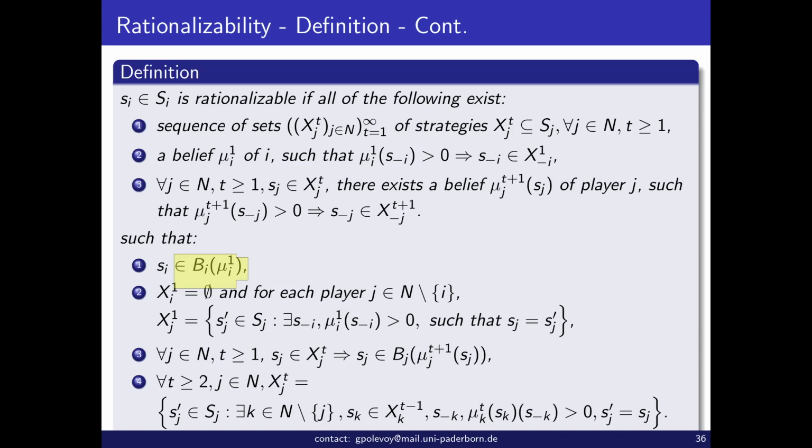Now x1I is empty, because the belief of I is over other players, but for any other j other than I, x1j is exactly those who are used in at least some profile of the other players, having a positive weight under mu1I. So those sj primes, who are used in some sj having a positive weight. So exactly those who are used.